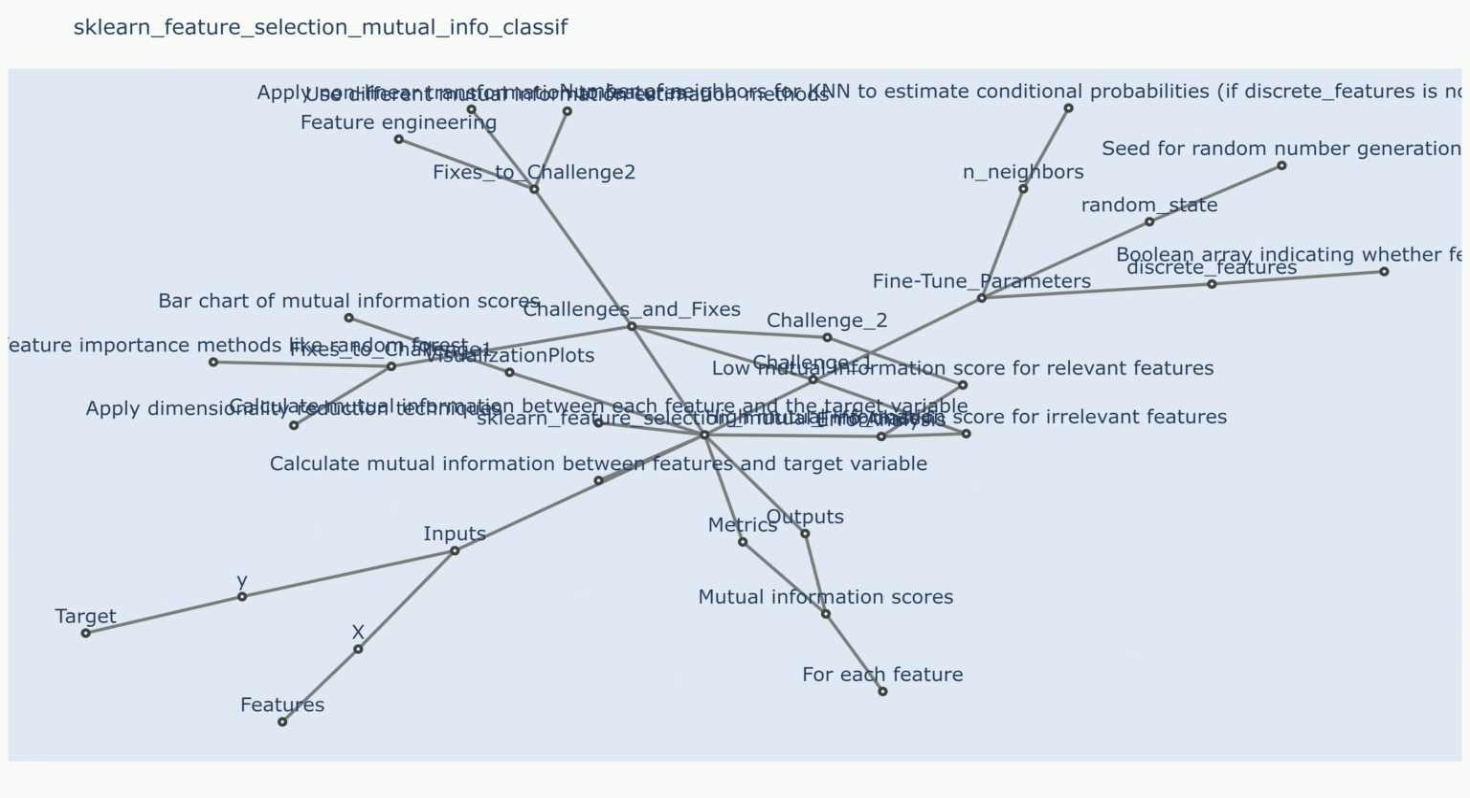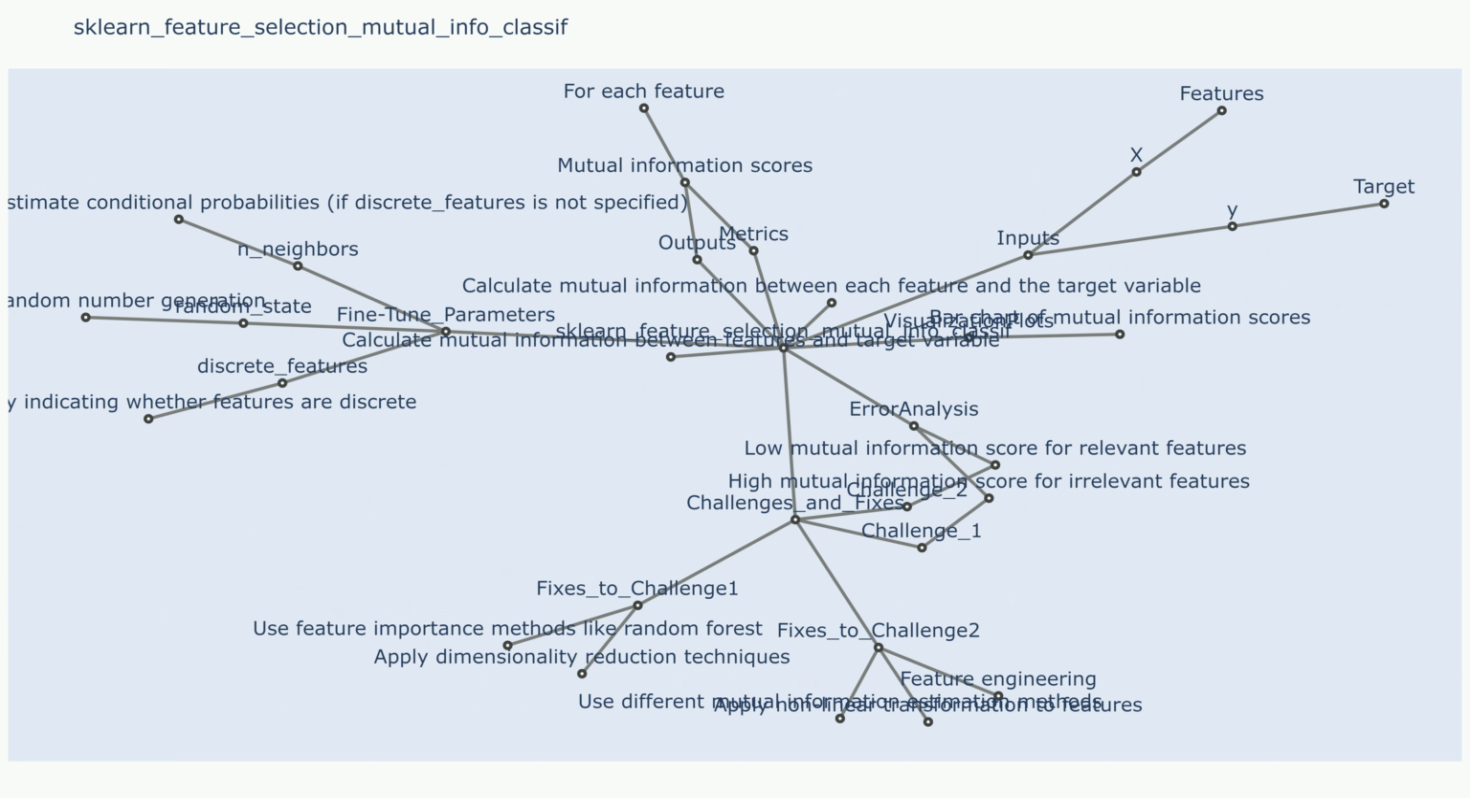Fixes to challenge 2: balance the dataset before applying mutual information-based feature selection. This can be achieved by techniques like oversampling the minority class, undersampling the majority class, or using synthetic data generation methods. Consider using alternative feature selection methods like recursive feature elimination (RFE) or feature importance scores from tree-based models, which are more robust to class imbalance.